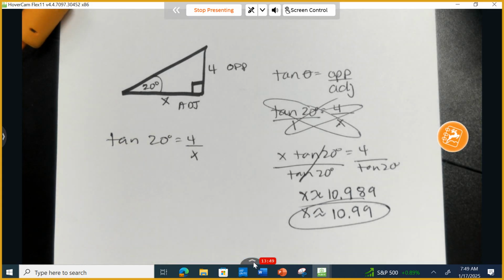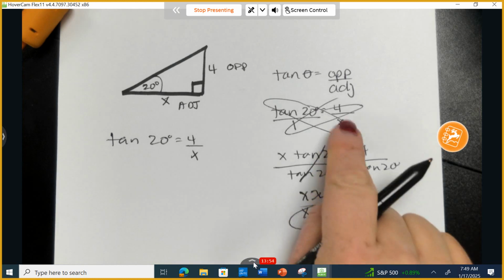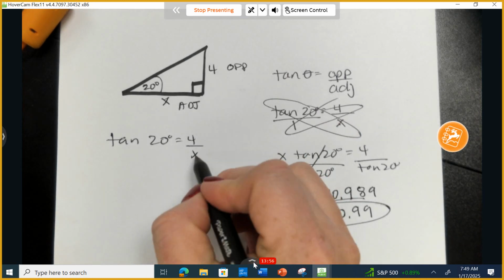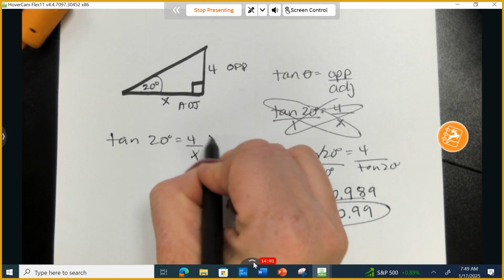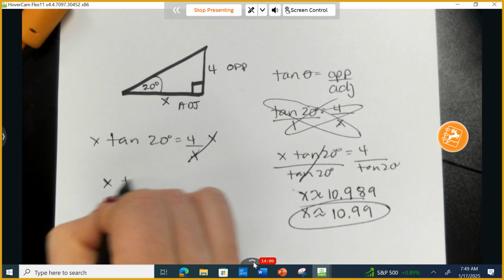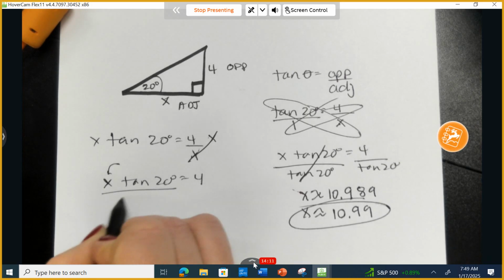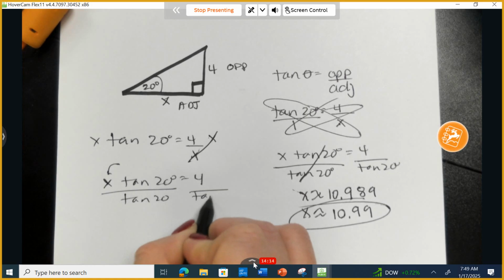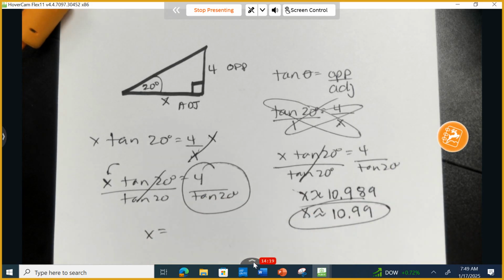Now, is there another way to think about this? There is another way you could think about this. This is my preferred method when the missing value is on the bottom, but here is another way. Ultimately, this x needs to be on top in order for us to solve. It's being divided by right now. Let's multiply both sides by x. So I've multiplied both sides by x, and then I have x tangent of 20 degrees equals 4. How do I isolate the x? Well, they're being multiplied, so I'm going to divide by the tangent of 20 degrees. Now x is by itself. I can plug this in. It's the exact same thing. We'll get the exact same statement. X is approximately 10.99 units long.